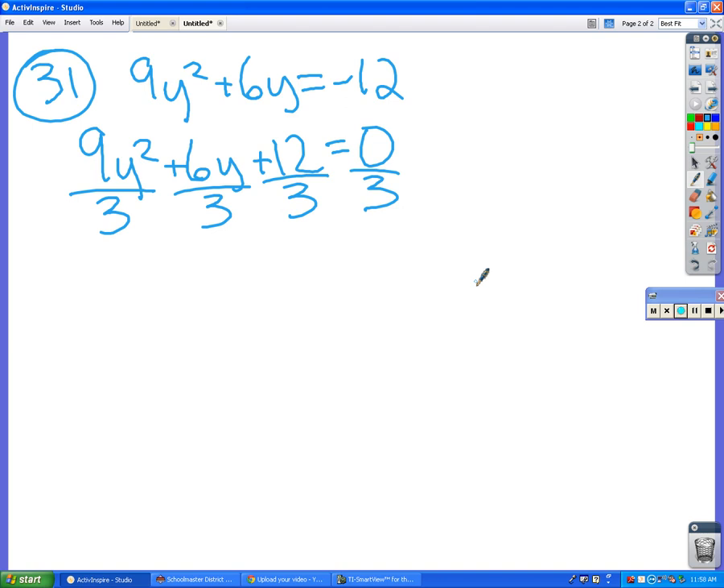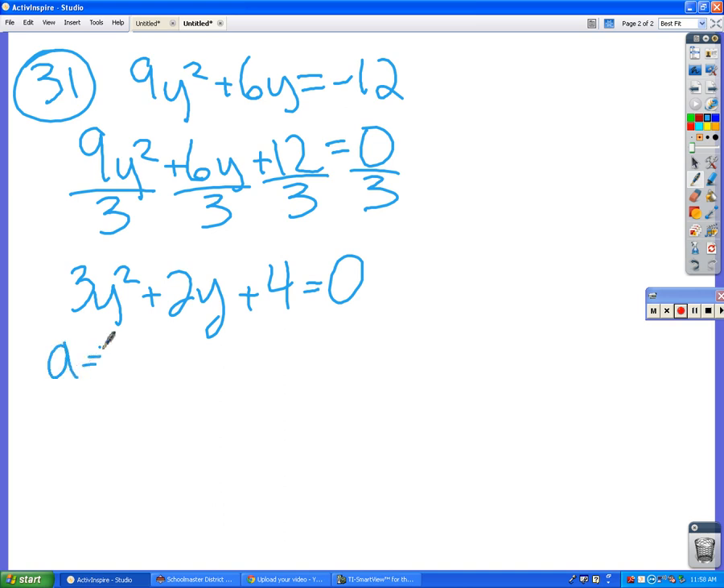So 9y squared divided by 3 is 3y squared. 6y divided by 3 is 2y. And 12 divided by 3 is 4. And the nice thing about doing that is 0 divided by 3 is, guess what? Still 0. So that's pretty easy. So would you like to graph, factor, or use the quadratic formula? Quadratic formula, okay. So in this one, a is 3, b is 2, and c is 4.